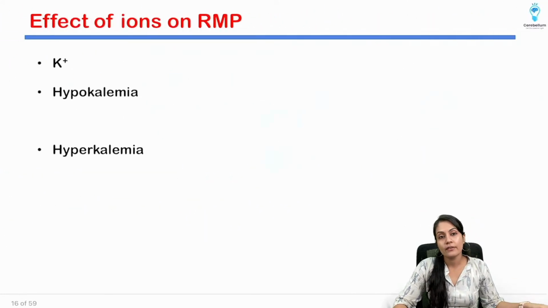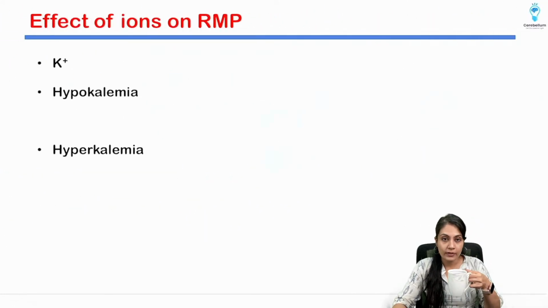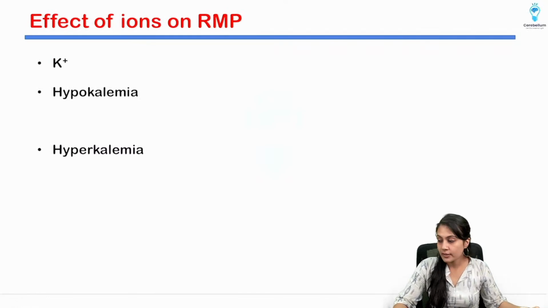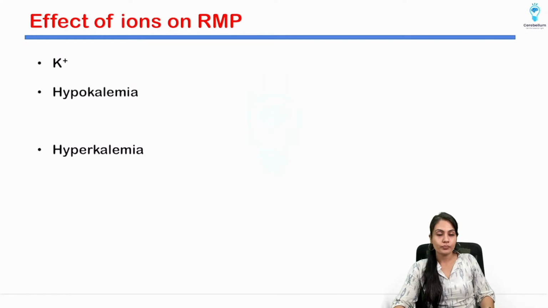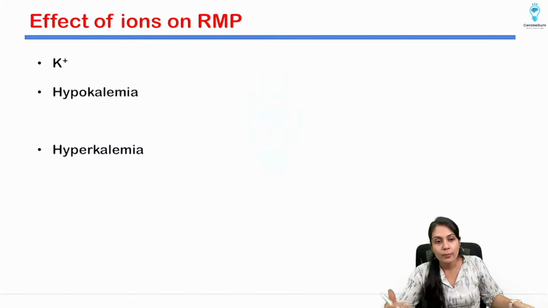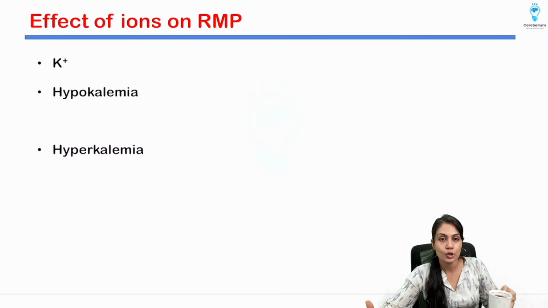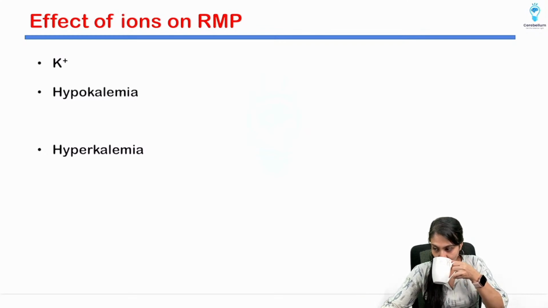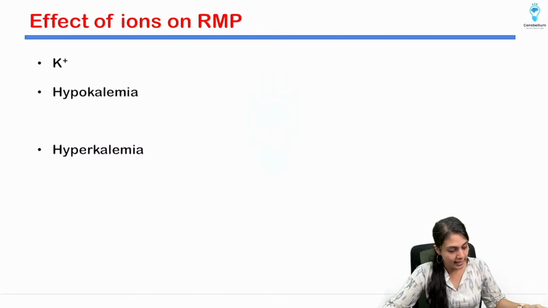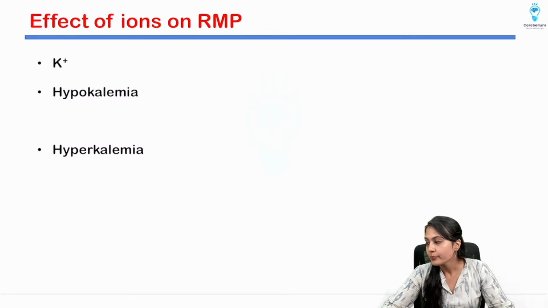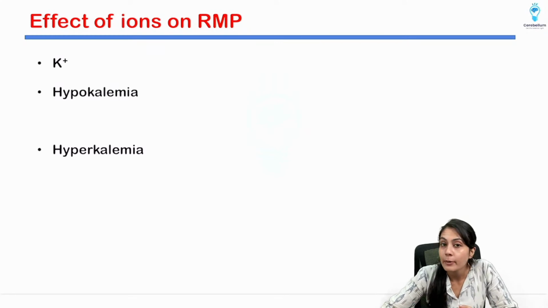Let's move on to the effect of different ions on the RMP. If you understood till here, please let me know. That potassium and sodium, calcium, magnesium, all these ion changes we are going to see. Yes guys, are you able to understand why this is happening? Why the cell polarity is negative?